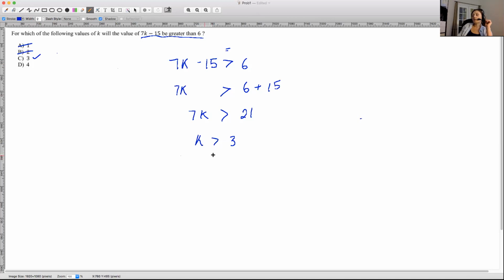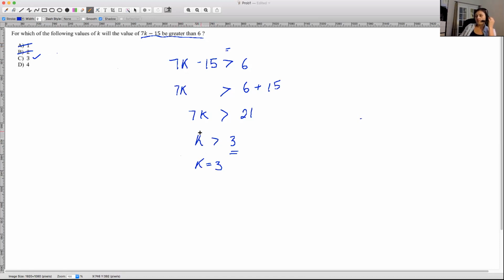K is more than 3, but it says, for which of the following values of k will the value of 7k minus 15 be greater than 6? So hey, k more than 3. Hey, there's 3. Here's 3. Choice C. That is not the case. K here is not equal to 3. If we had k equal to 3, then C would be a right choice. It specifically asks you for which values of k this particular inequality would be greater than 6, right?